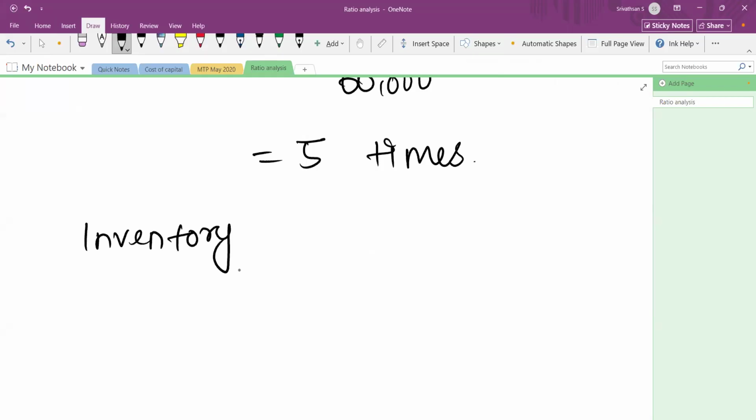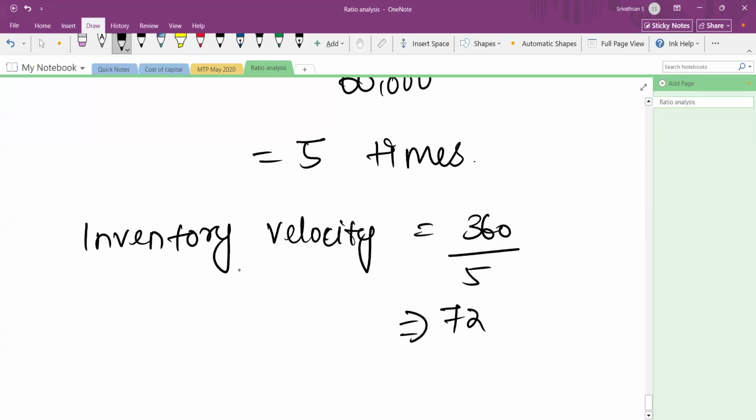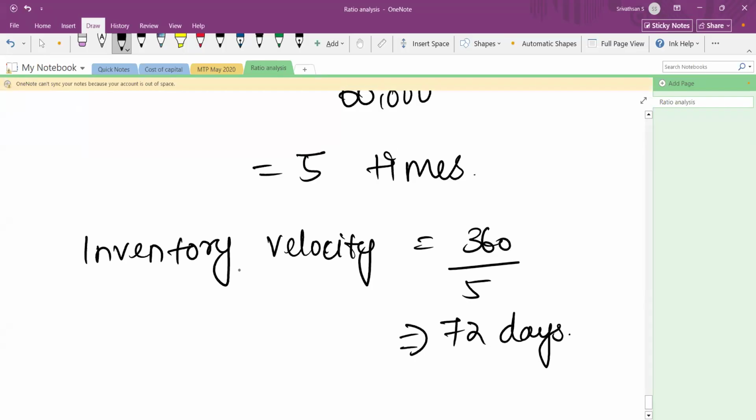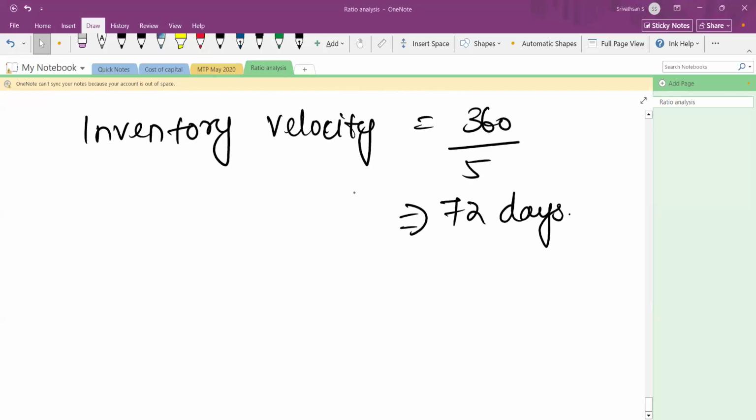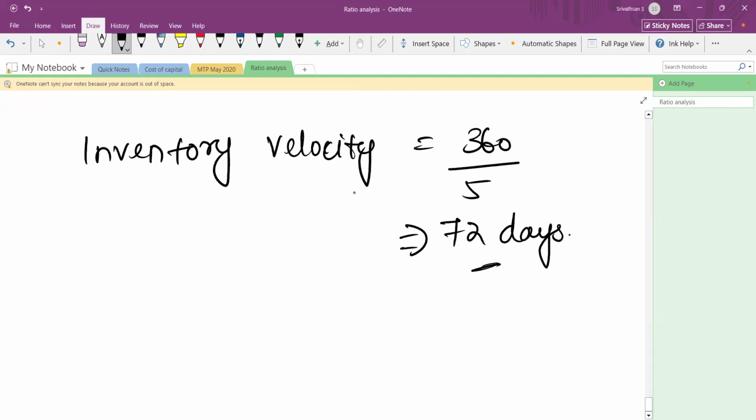How many days? Inventory velocity is equal to 360 by 5. It is 72 days. It is better to write it. So listen, here, how do we interpret this? The existing inventory can be sold in the next 72 days. So listen, the existing inventory can be sold in 72 days, right? Is this clear? Any doubt in this? So this is how you need to interpret it.